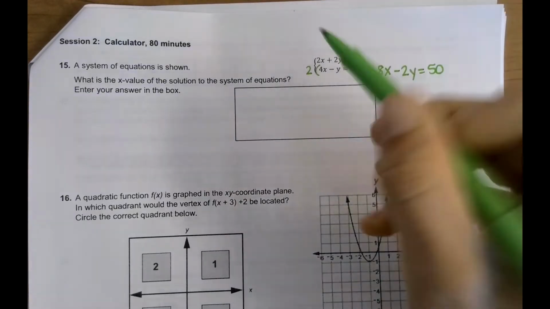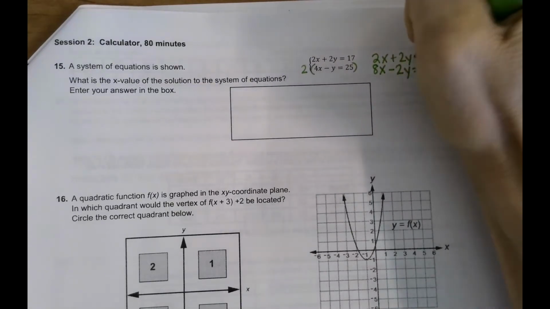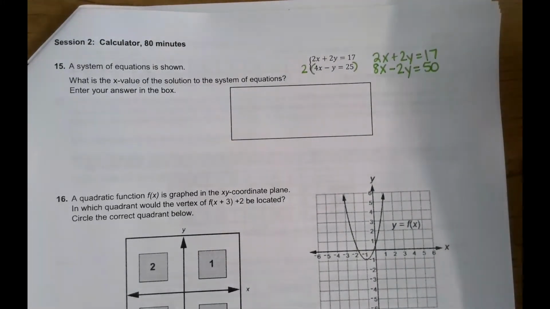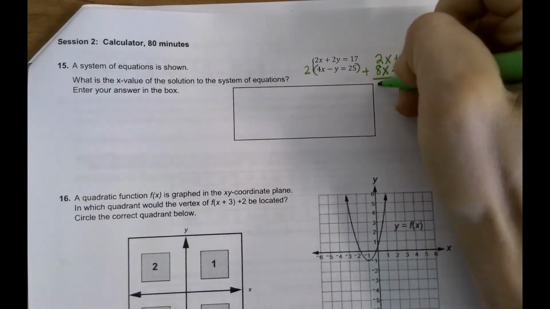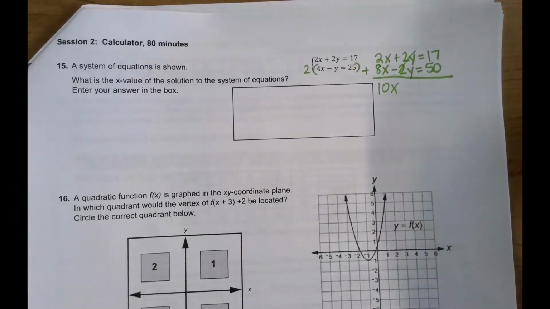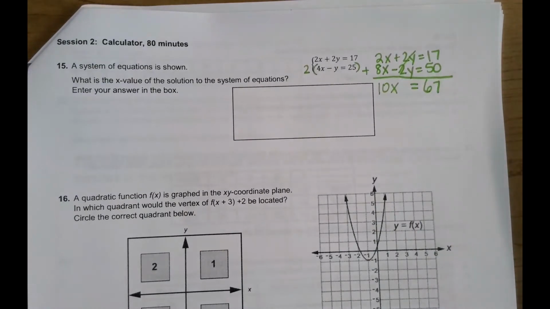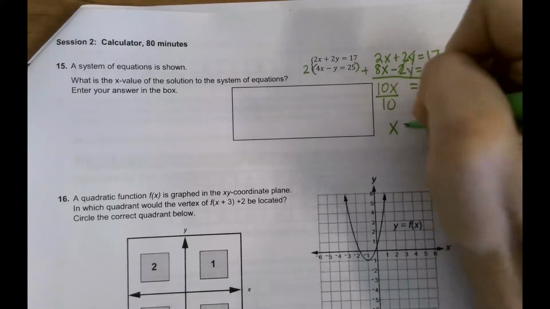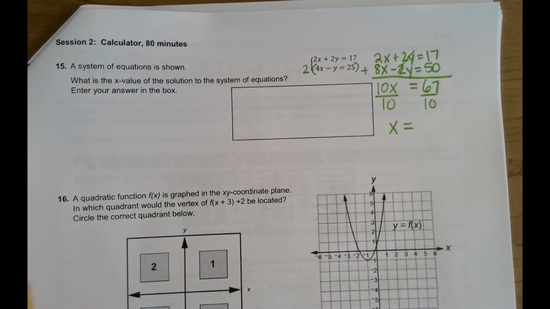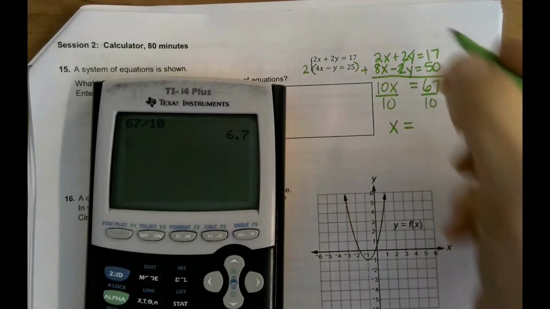And then I need to write that first equation above it the same. 2x plus 2y equals 17. Then I add them together. 2x plus 8x is 10x. The y terms cancel out and equal 0. And it equals 67. Now I just need to solve for x. Divide by 10 to both sides. X equals, and then I have my calculator. 67 divided by 10, 6.7.